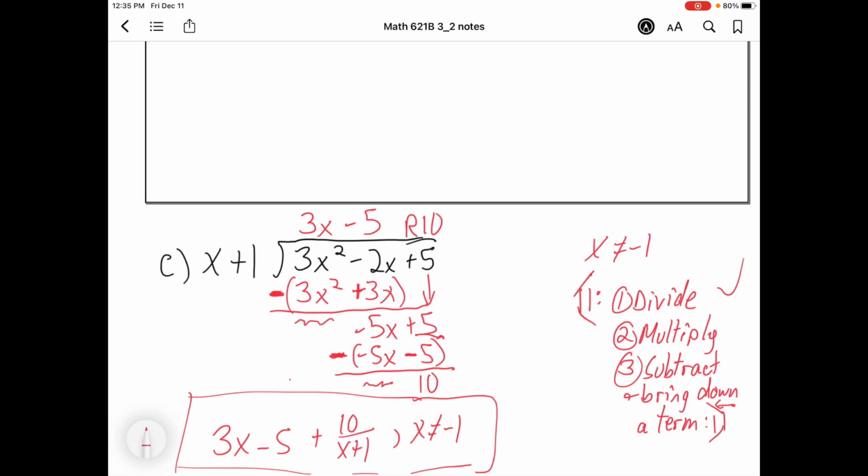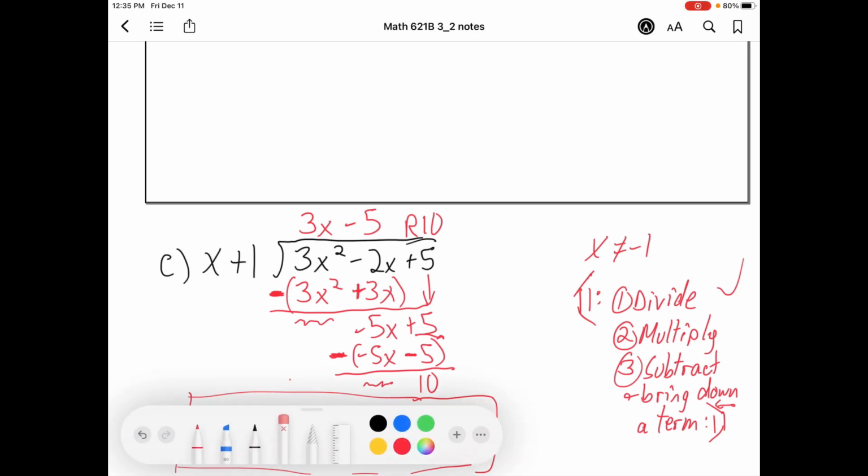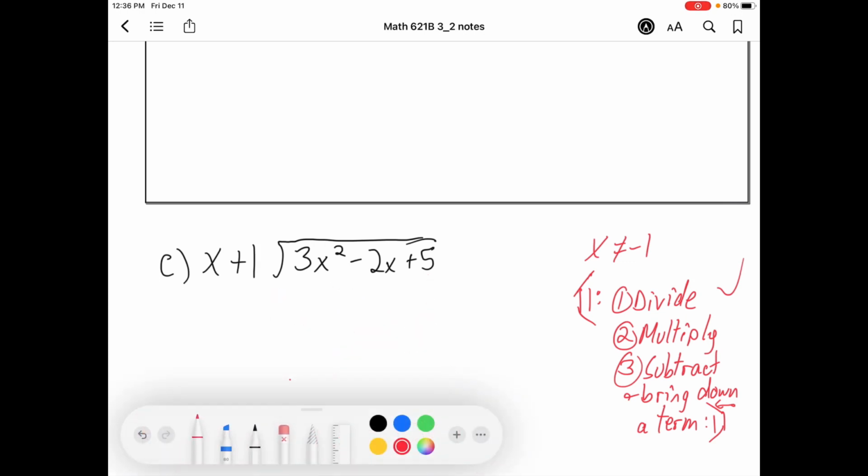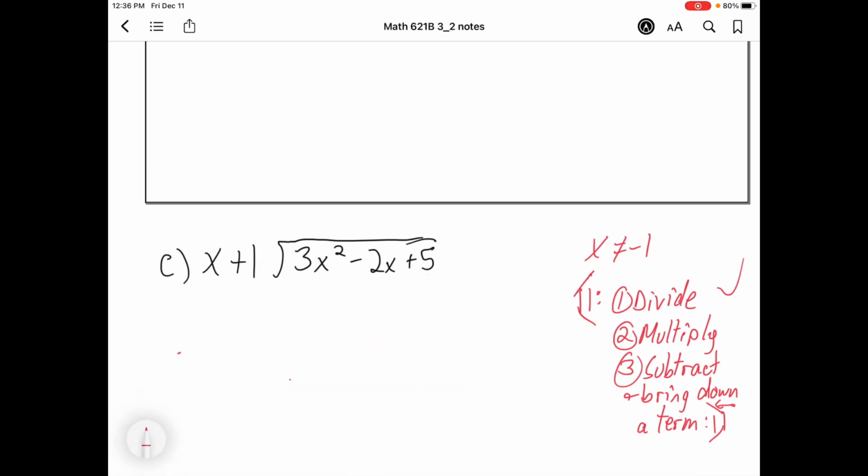I'm going to do this one in real time, though, just to show you how quick it can go once you get the hang of it. So let me talk you through this at speed. 3x squared divided by x gives me 3x. Multiply them in. 3x plus 3x. Subtract.